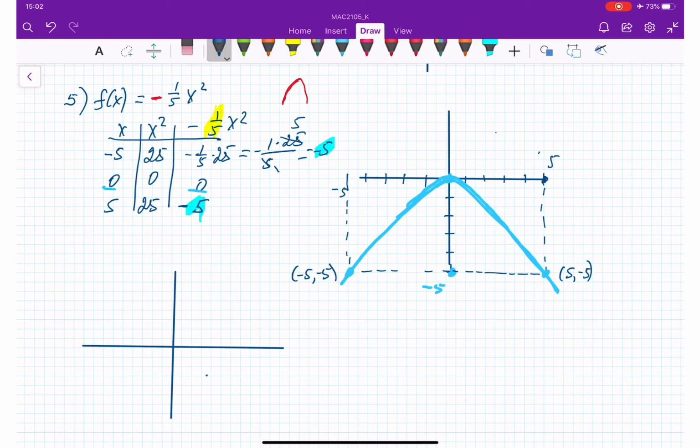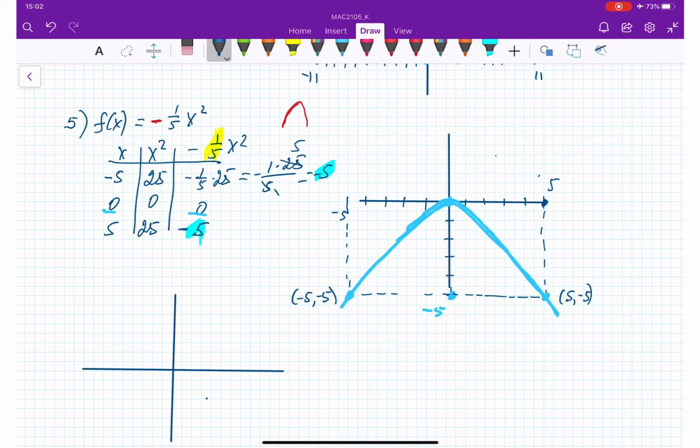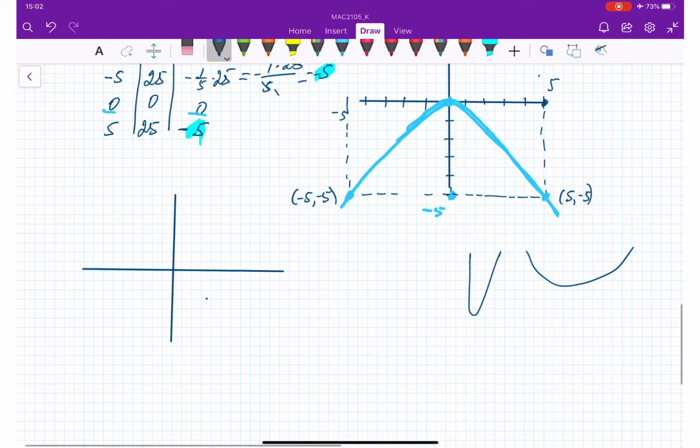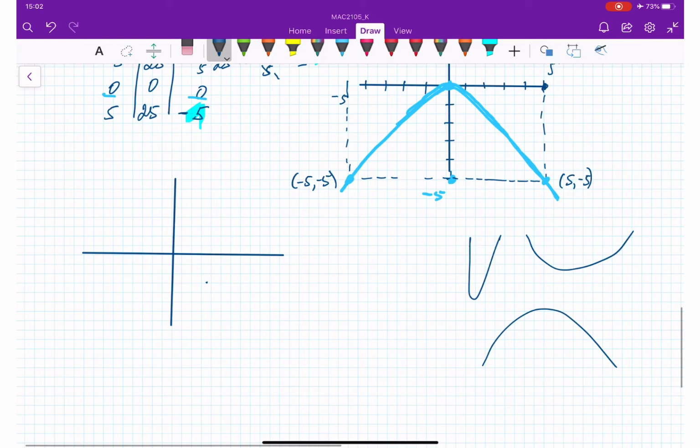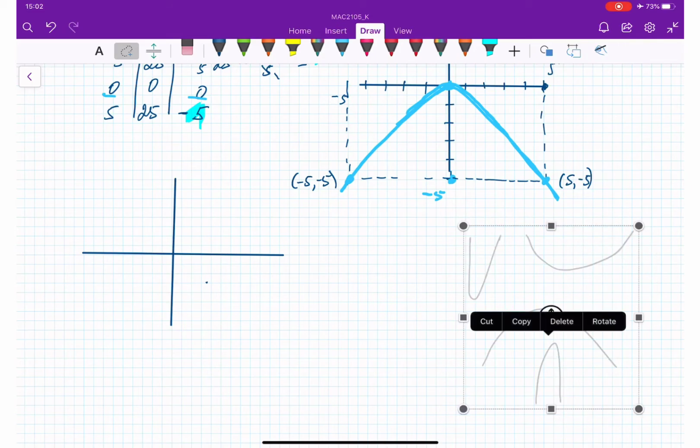How to build the graph related to x squared without any table by hand. So to know the shape. For precise values, yes, you will use the table, but other than that, to know the shape, let's say draw, it's going to be like this, or it's going to be like this, or it's going to be, let's say like this, or it's going to be like this. That's what I'm going to show you, how to recognize the shape right away.